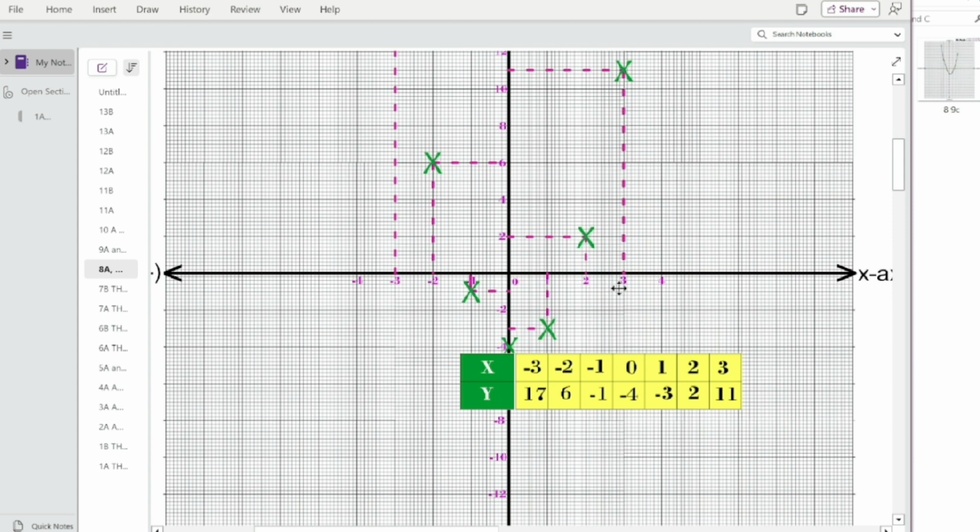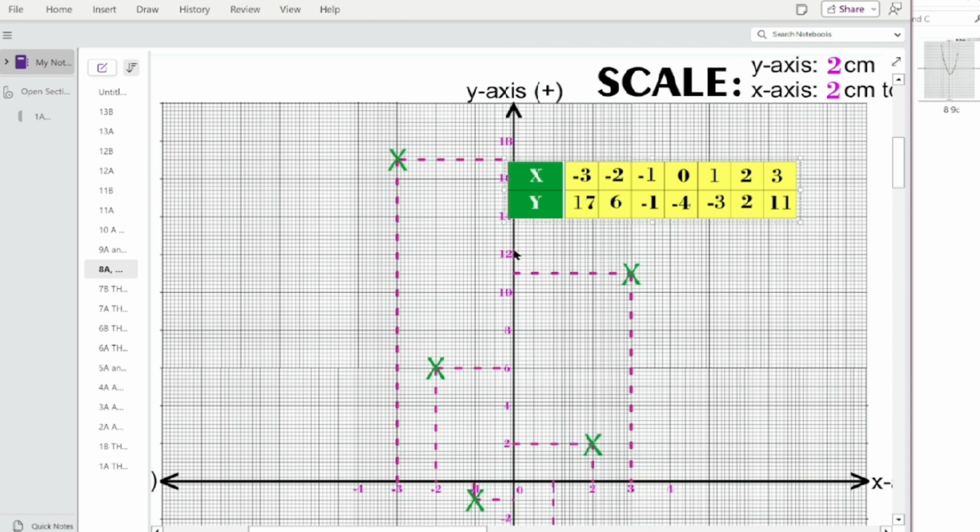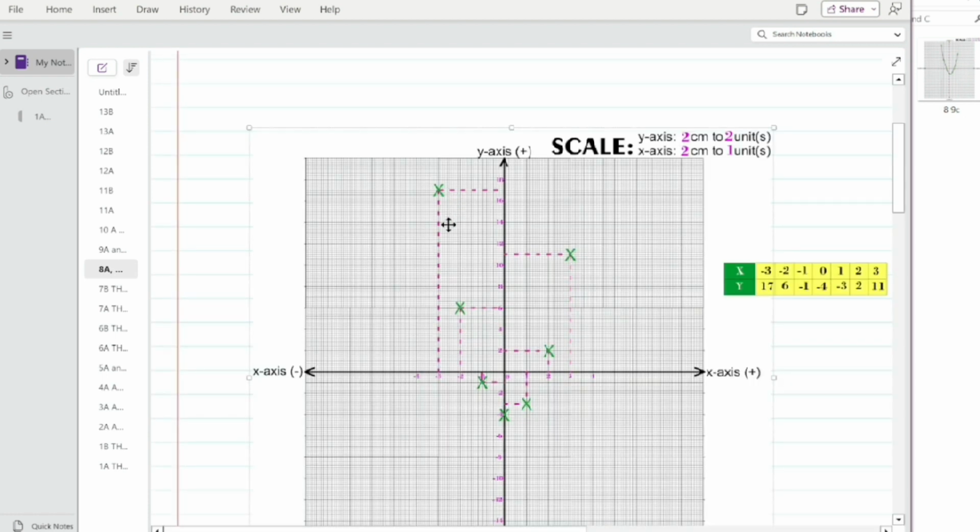We go up, we come to x is 3. We go up and search for 11. 11 is in between 10 and 12, so we have our 11 here, and on x is 3 we go up to 11, which is right in the middle. We'll make our mark. Once we are done with plotting all our points, we now join the points.